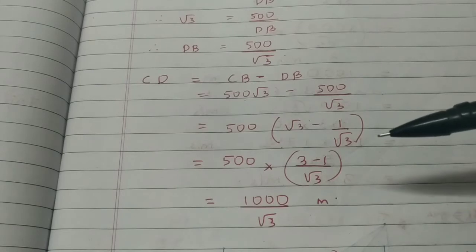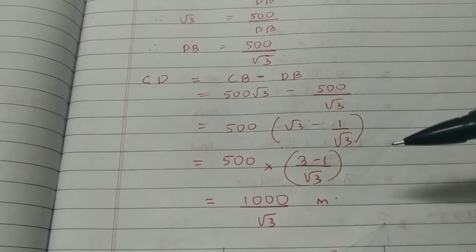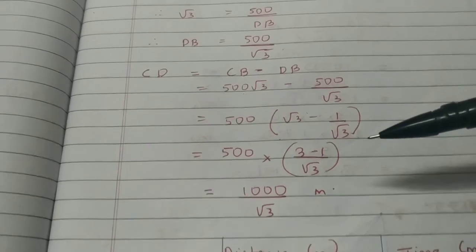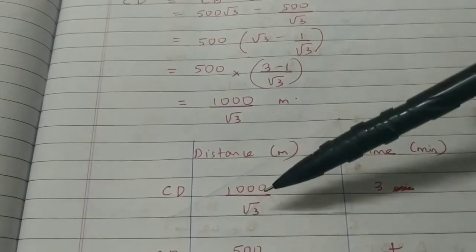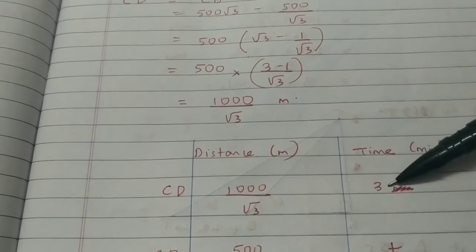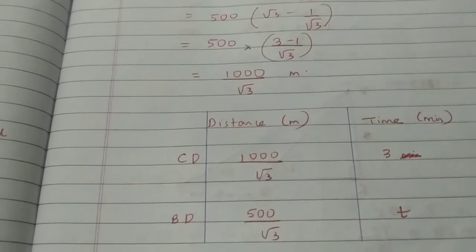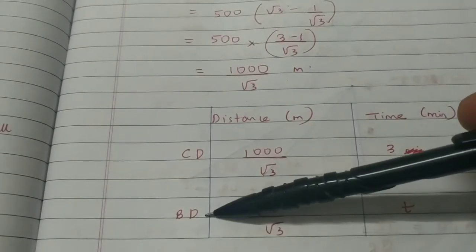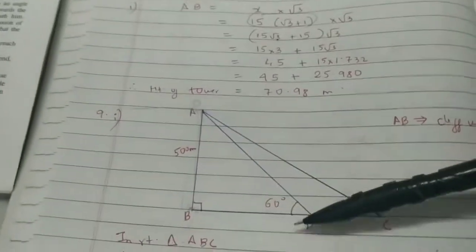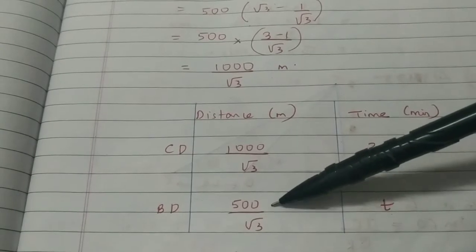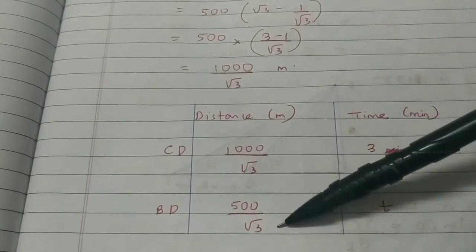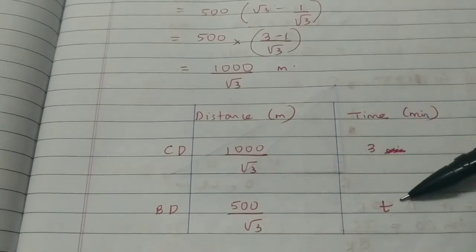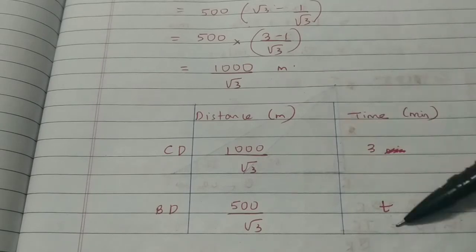And how much time did it take for the boat to cover this distance? 3 minutes. Okay. So to cover this much distance, it took 3 minutes. So to cover the rest of the distance, that is BD, then only you can get to the shore, right? To cover the rest of the distance BD, and yeah, we found earlier BD is 500 upon root 3, right? How much time will be required? Cross multiply. This is unitary method.